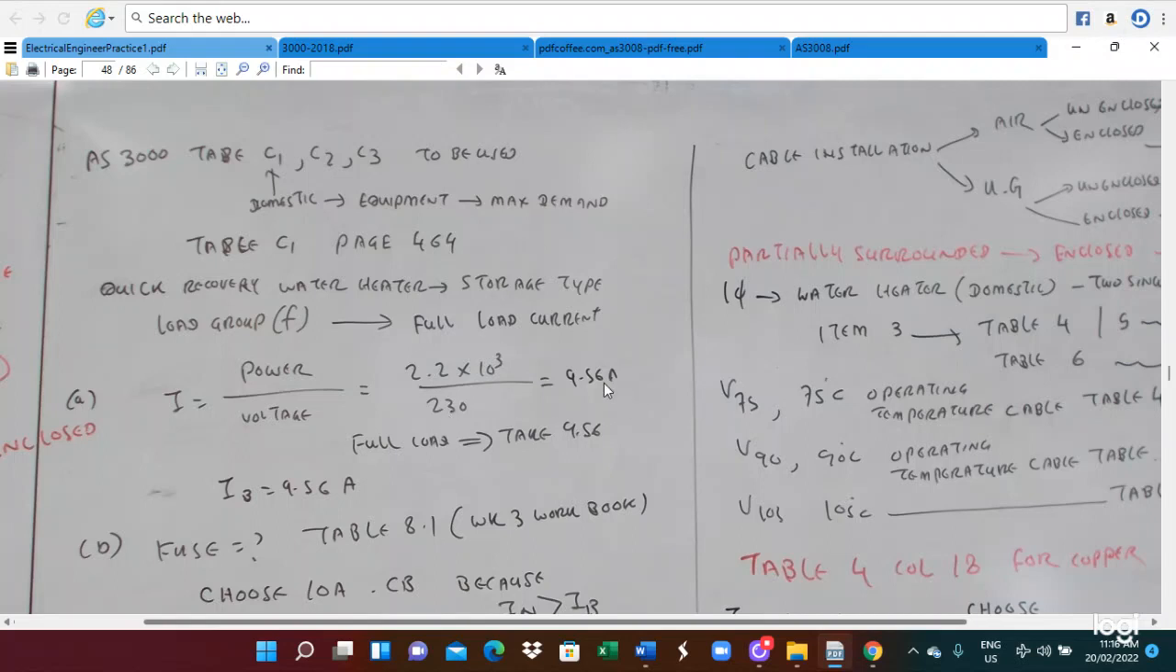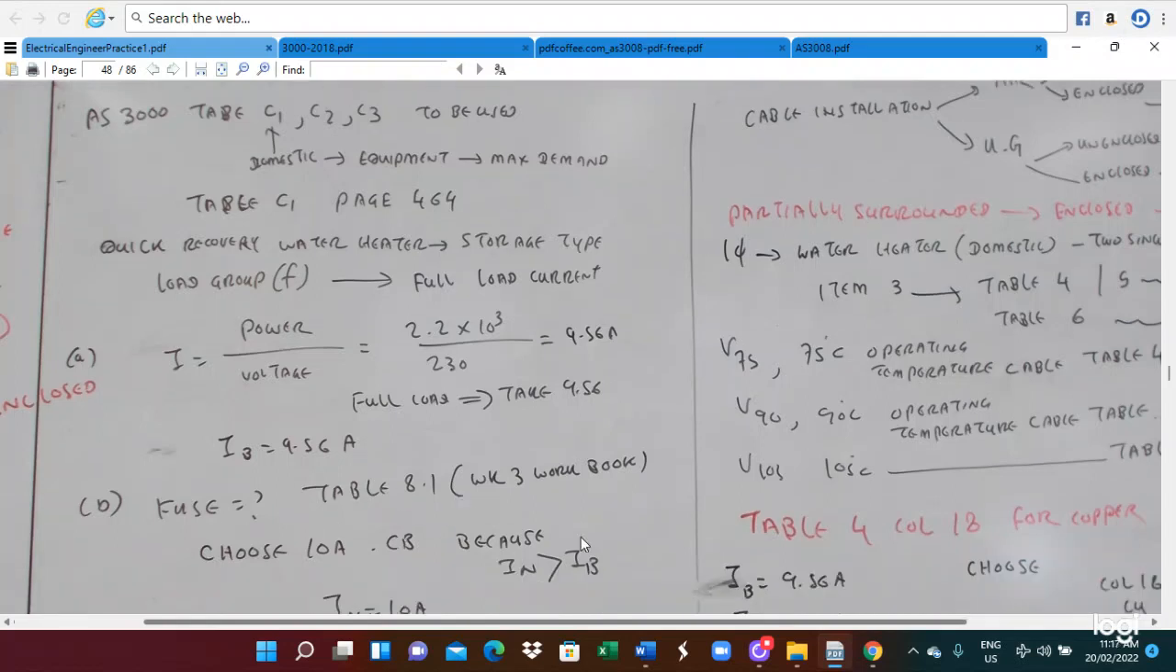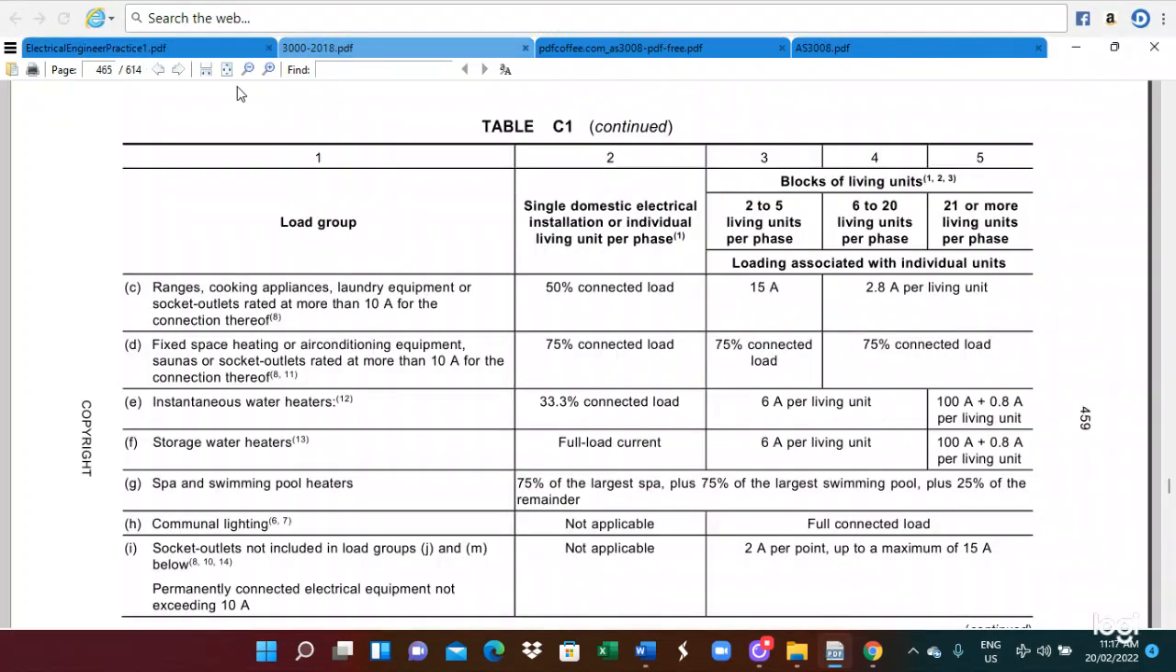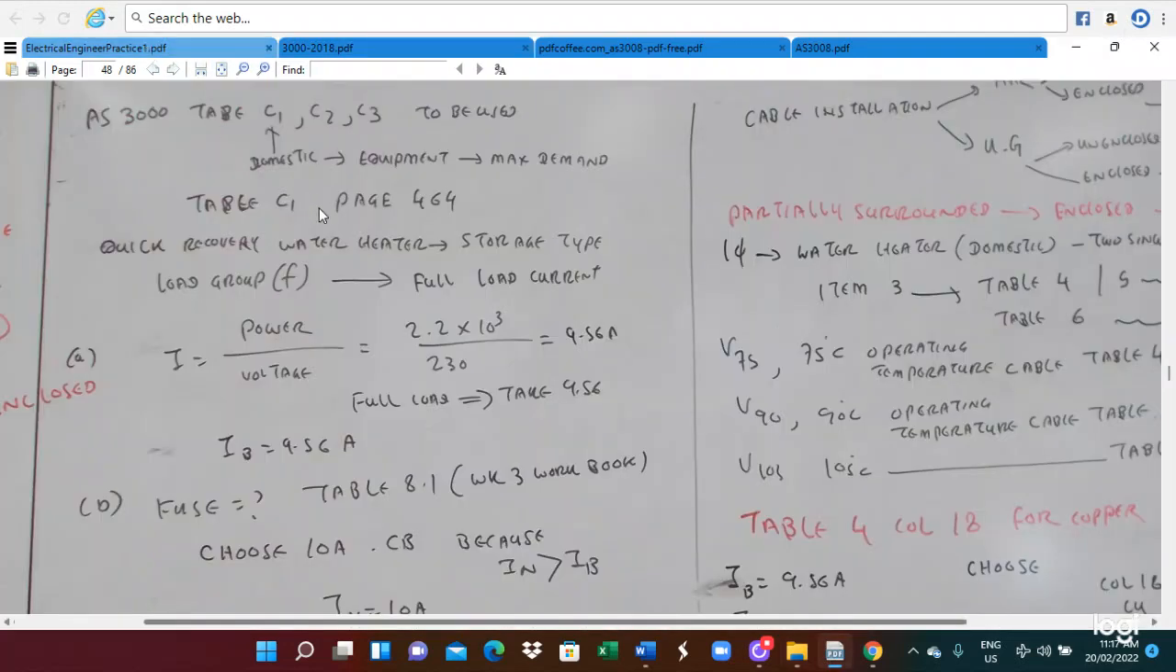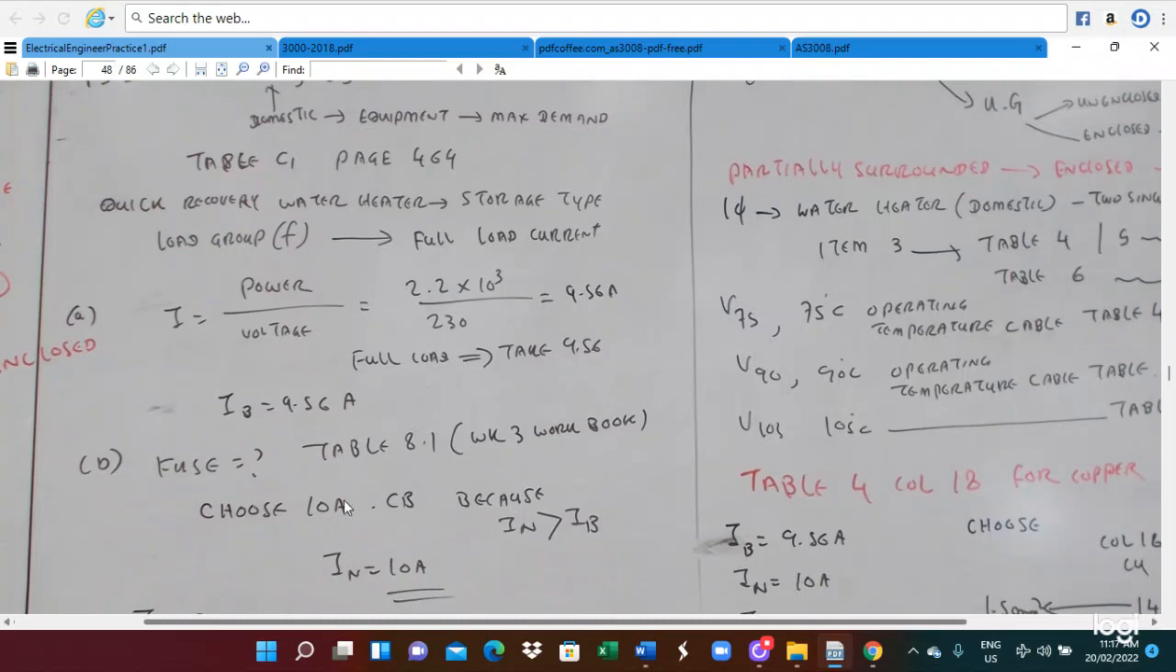And for the fuse calculation, we utilize table 8.1 of AS3000. Table 8.1 is located at page 433. In this case, we have to take a little more than the maximum demand current of 9.56, so we got 10 MVR for the protective device rating. Then we have to utilize a type C circuit breaker rated 10 MVR. So the circuit breaker rating is greater than the maximum demand current rating.